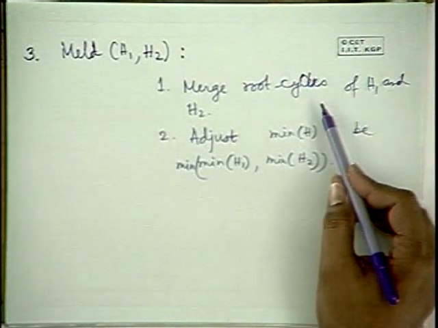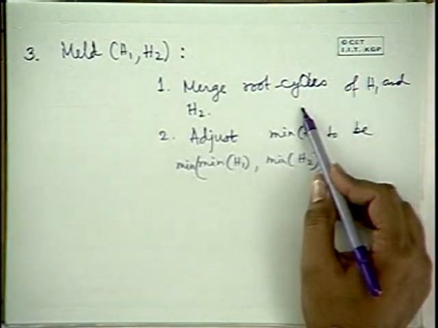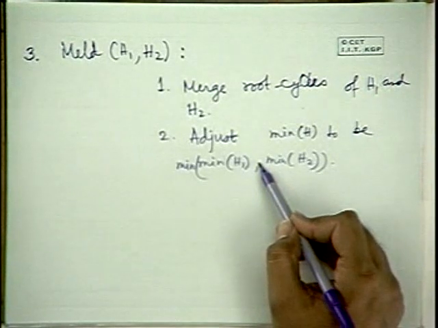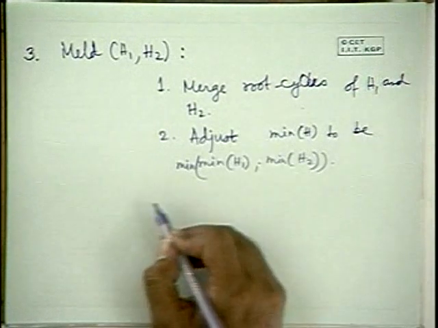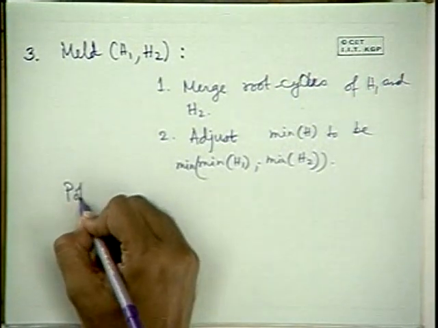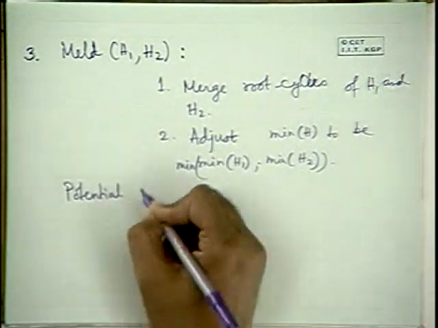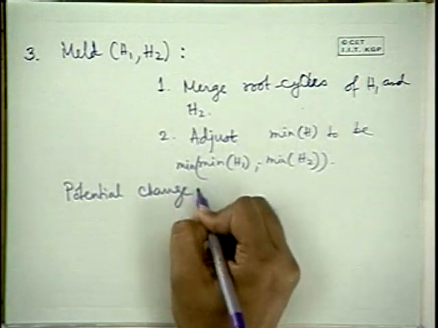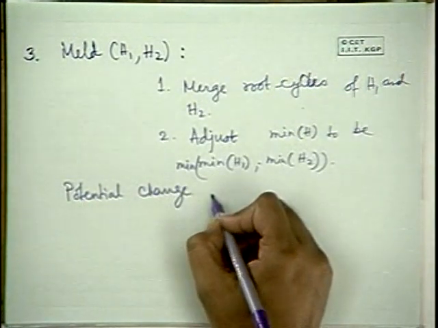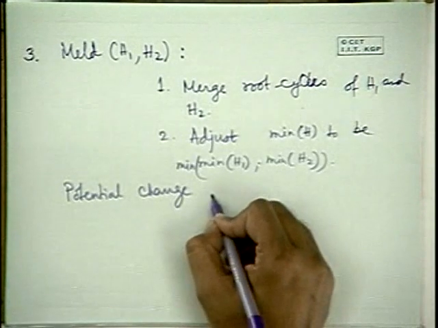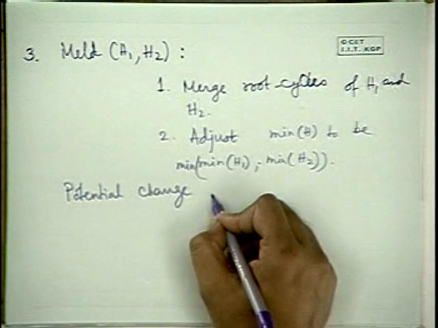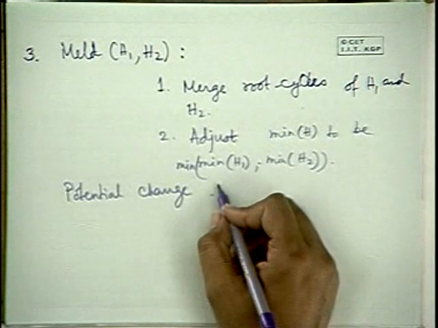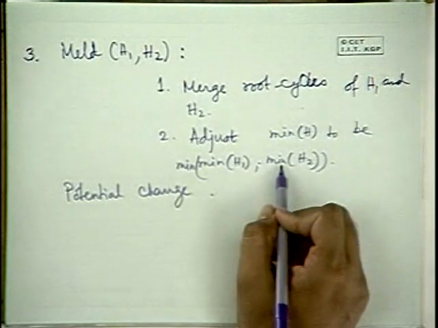So how much time does it take to merge two root cycles? I already told you, merging two cycles is order of 1, and this is also order of 1. So actual cost is order of 1. So let's see what is the amortized cost. What is the potential change now for this operation? The number of roots in the two basically remain same. When you take the potential, you have to take the potential of H1 and potential of H2, sum it up.